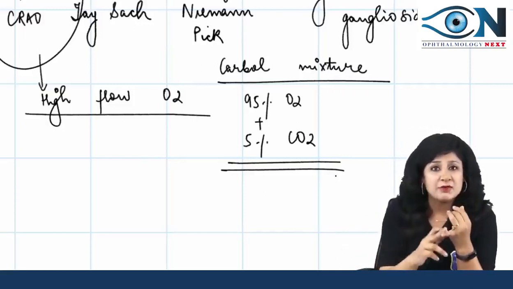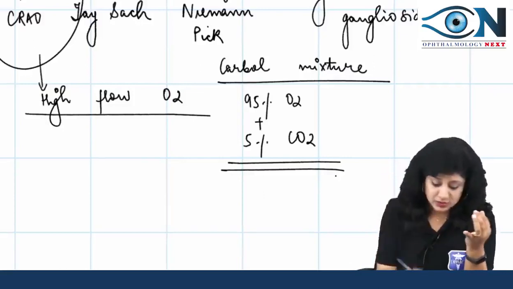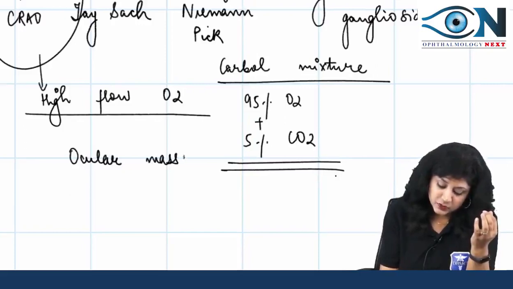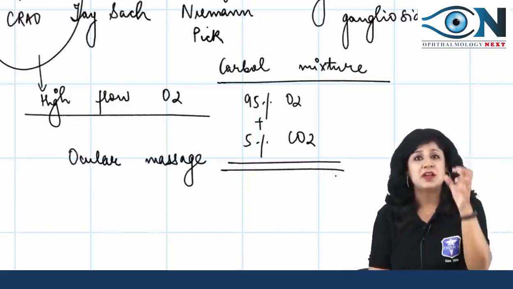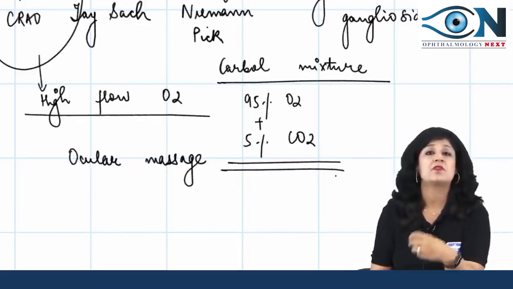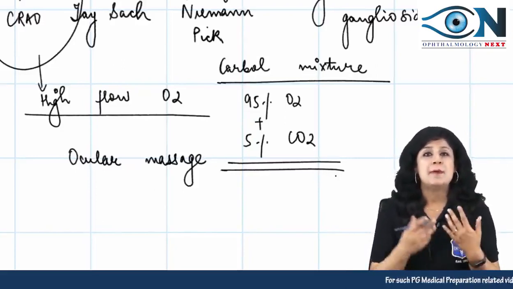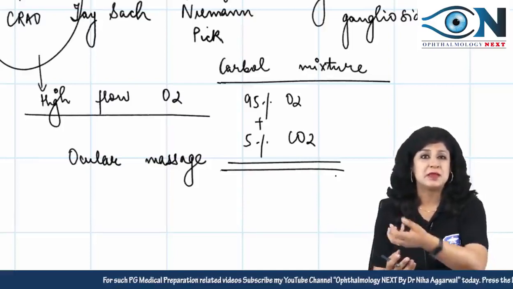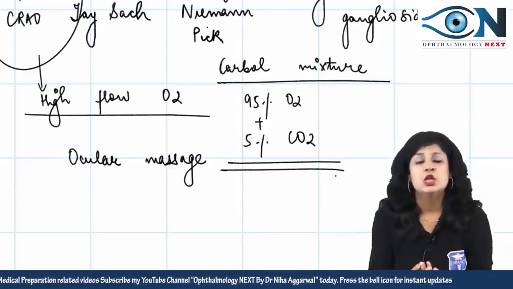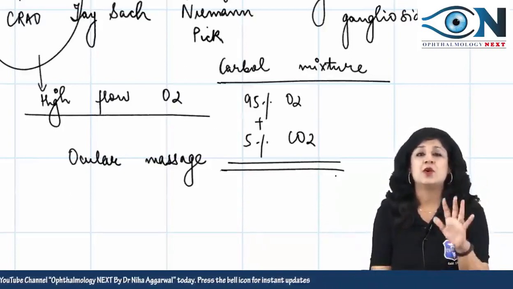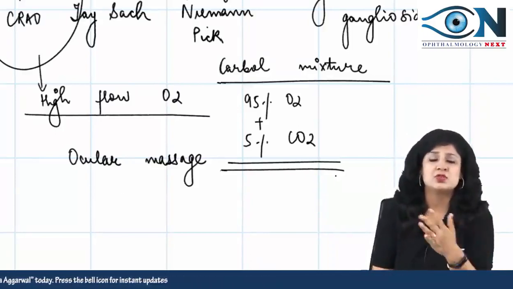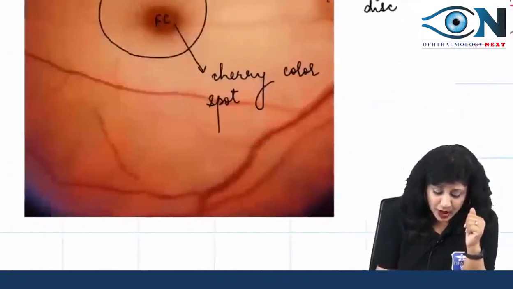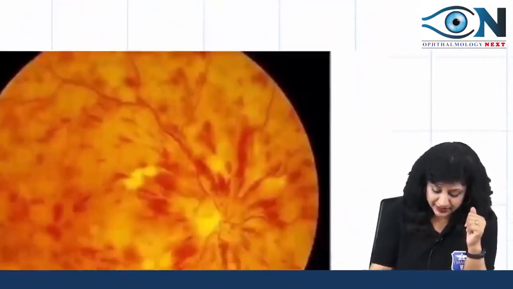So I will give high flow oxygen. I will also do ocular massaging, in order to dislodge the thrombus. We try to decrease the IOP at the earliest. We will give acetazolamide, mannitol, and then we can also do paracentesis, that means the aspiration of aqueous. So very, very important. CRAO, I think, is an ophthalmic emergency. So a very important cause of this cherry red spot. All right. Now, after this cherry red spot, next comes this.